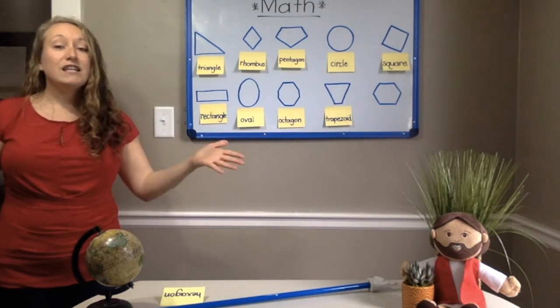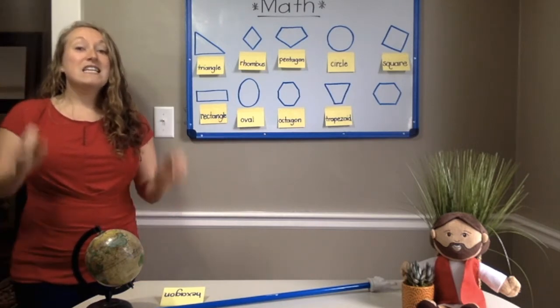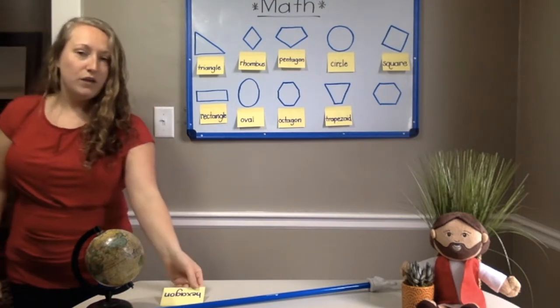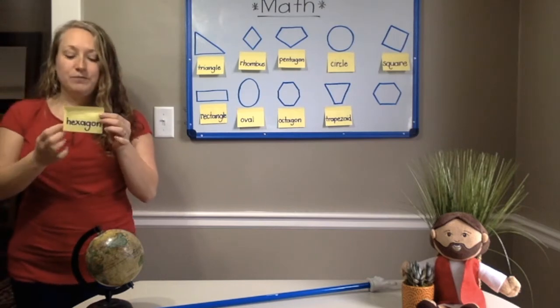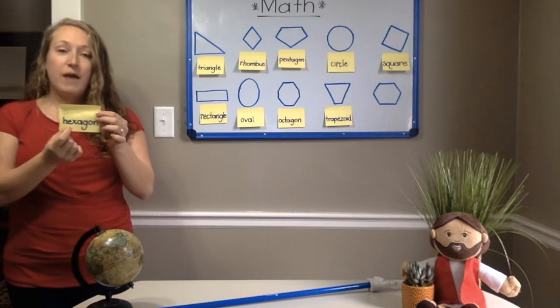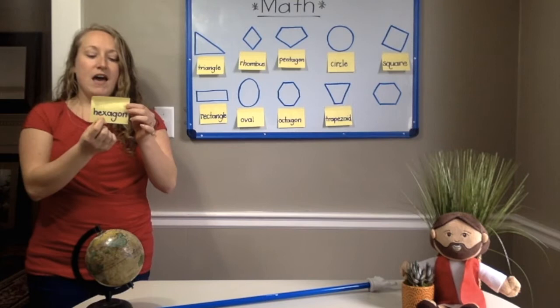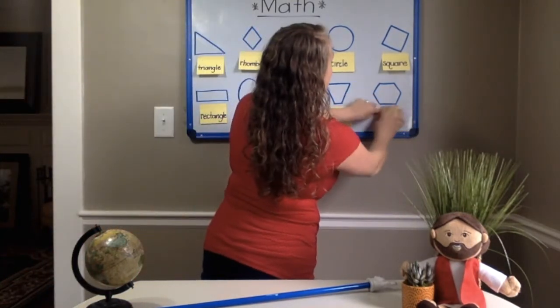The last shape I'm thinking of, and I think you're going to get this, has 6 sides and 6 vertices. I bet you know what shape I'm thinking of. It is a hexagon. Hexa means 6, and I can remember that because hex and 6 both have the X sound in them. Our last shape is hexagon.